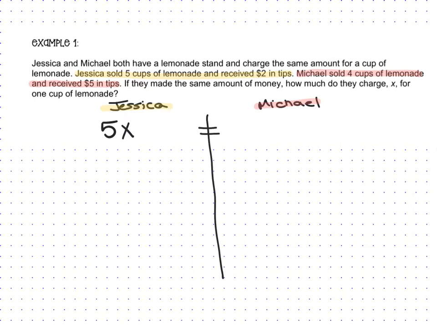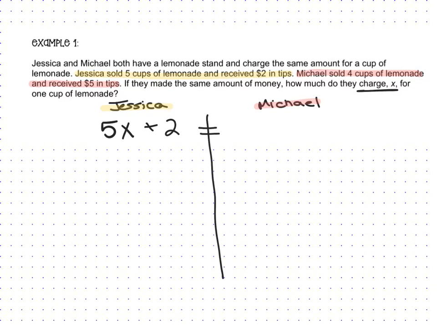We do not know how much each cup cost. Now remember, down at the bottom, how much do they charge is the variable in this problem. So because I know she sold 5 cups, but I don't know how much she charged for each one of those cups, I'm going to put that x next to that 5. But I do know that one time she received $2 in tips. So since tips are positive, that's extra money that's coming in, I'm going to add in $2.